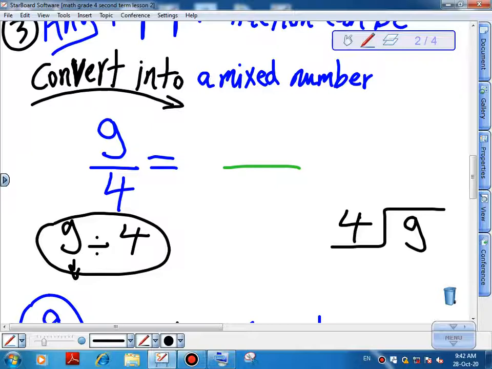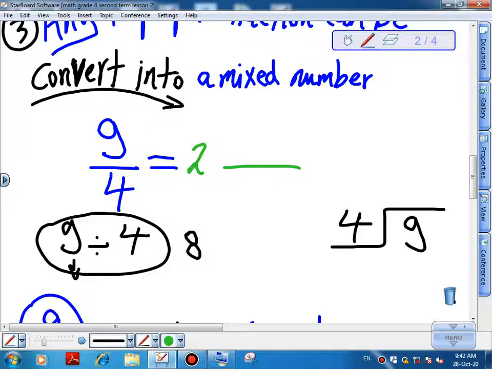If we take 8 divided by 4, is it divisible or not? Divisible. So 8 divided by 4 equals 2. We put 2 in the whole number place.